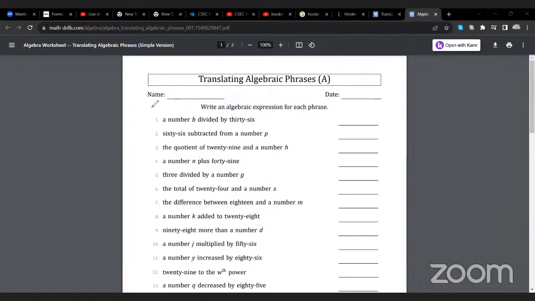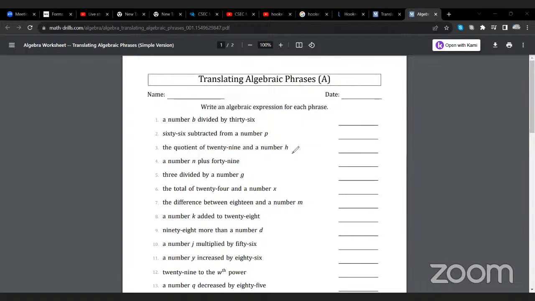Hold on there, Sean. You're not writing an equation. You are writing an algebraic expression. These are expressions, phrases, not complete sentences. If it's an equation, it's going to be equal to something. But it's not an equation. So it's the quotient of 29 and a number h.